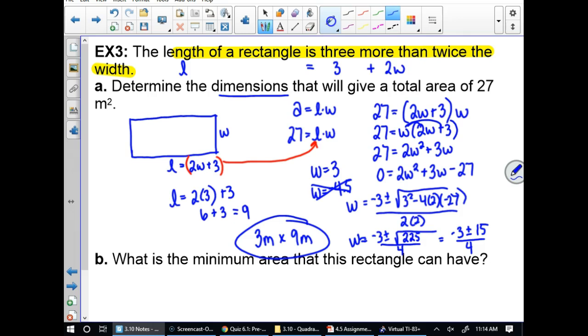Okay. Alright, so if you ever want to make a rectangle with this particular condition, you know what length of your side you need to make. Okay. Questions so far?